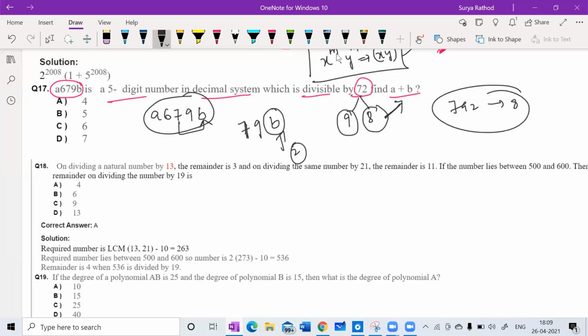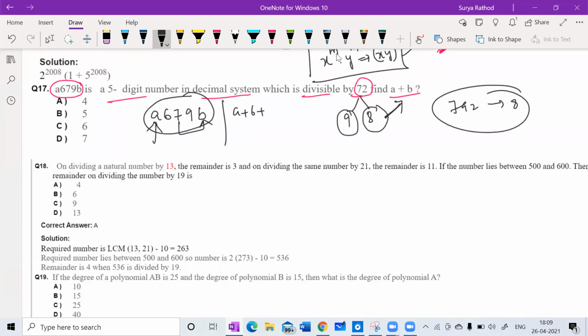So my B is what now? Absolutely 2. So what is my A now? A is 3. We'll check, look at this now. We'll check one by one. How can you say 3 straight away? We have to add. For checking divisibility by 9, I am supposed to add all these digits.